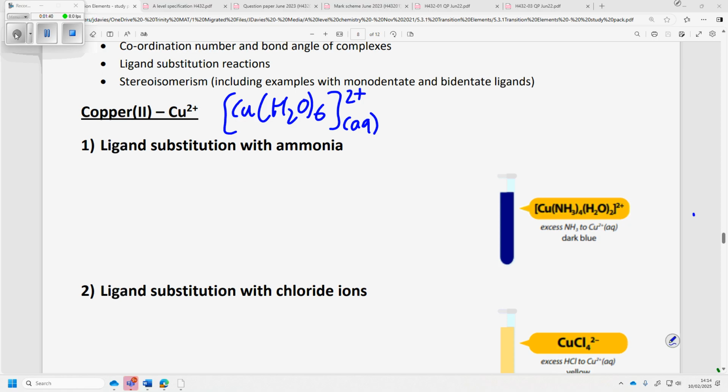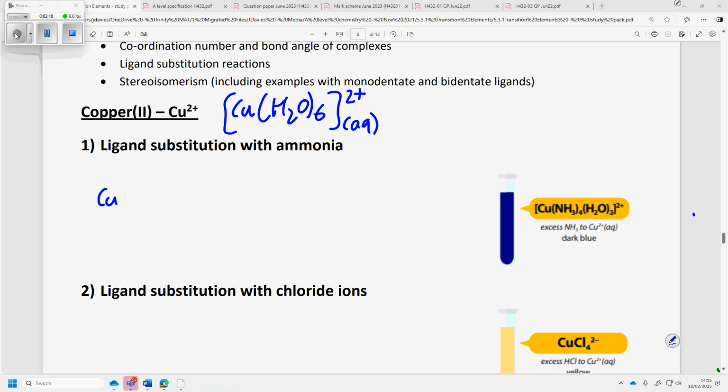Now what we saw when we were talking about precipitation reactions, when we add a small amount of ammonia to our copper hexaaqua ion, you get that light blue solution becoming a light blue precipitate, because it's the hydroxide ions that are present in the ammonia solution that form that hydroxide precipitate. What we're looking at in this section in ligand substitution is what happens if we add lots of ammonia. What's actually happening to the complex overall?